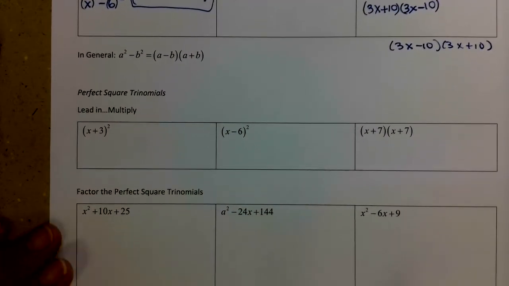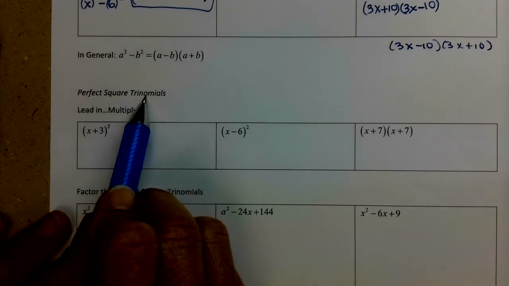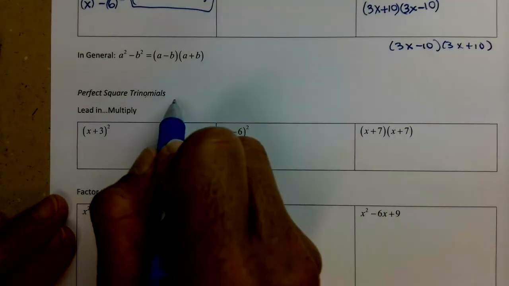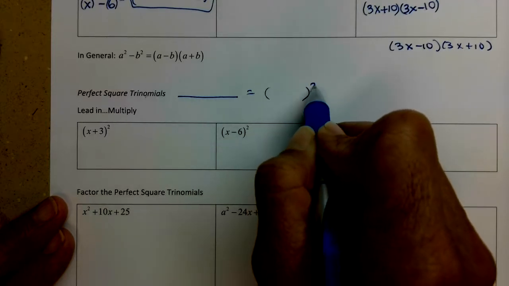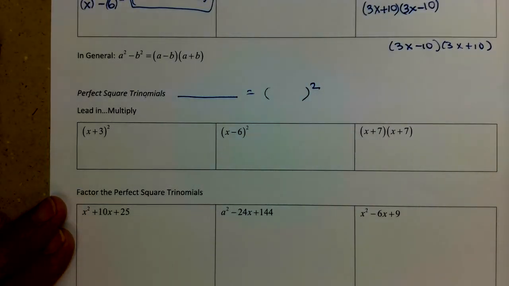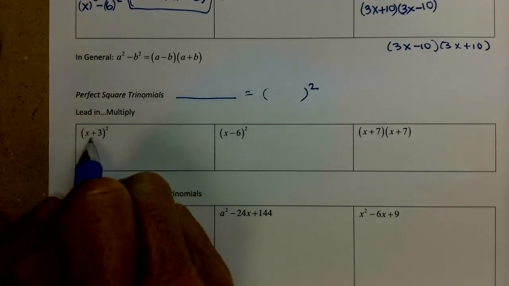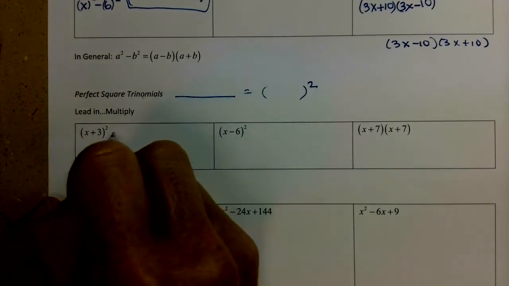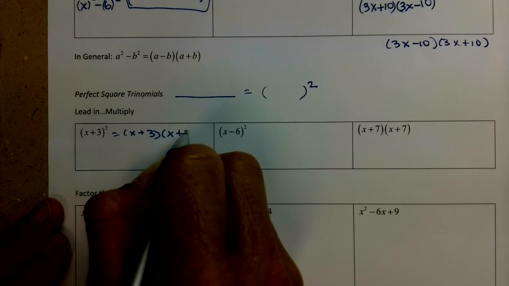Okay, here is our next special polynomial, and that is a perfect square trinomial. So a perfect square trinomial means you've got a trinomial, and when you factor it, you get something squared. So again, we're going to lead in with a multiply. Let's go ahead and do x plus 3 quantity squared. Let's see what that turns into. All right, so we know that means x plus 3 times x plus 3.